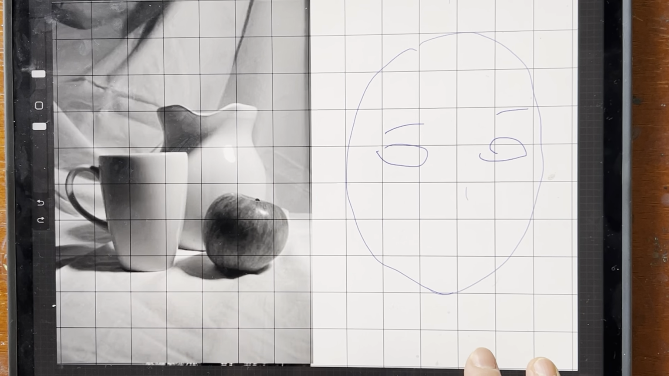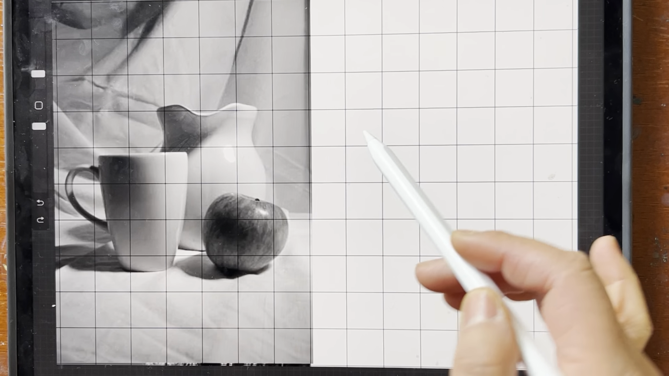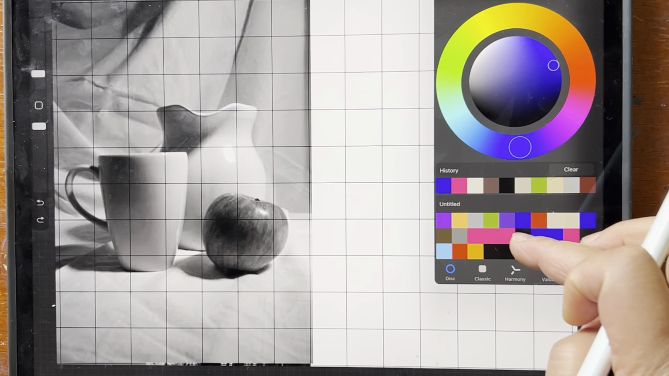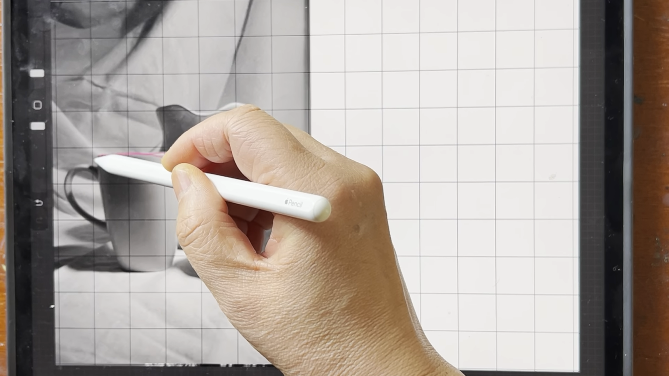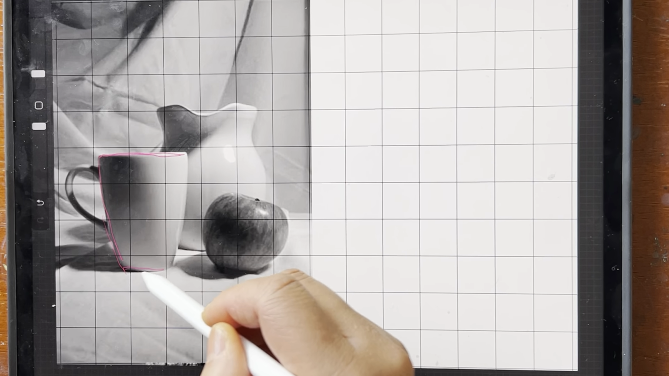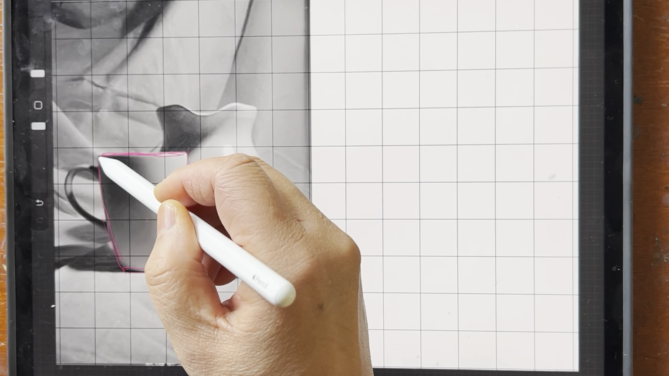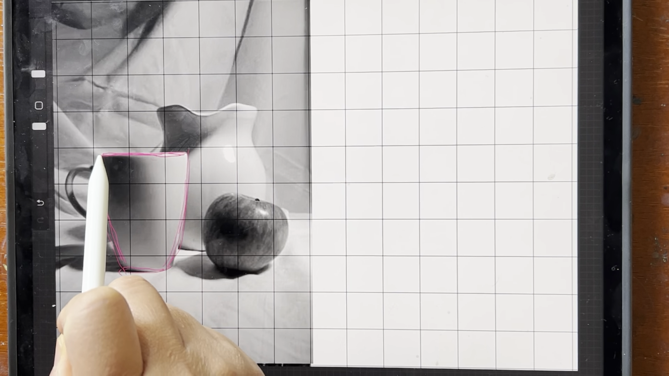So this is for students who don't have drawing skills, and the grid can help you find the correct location, the correct size, so you can, according to the grid, draw exactly like a copy, the exact shape. Like here, it starts from here.